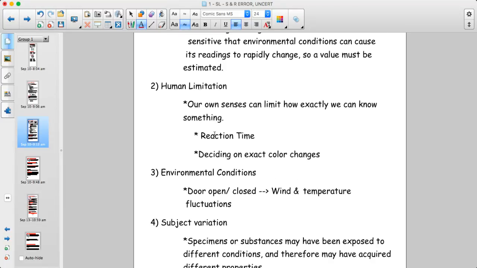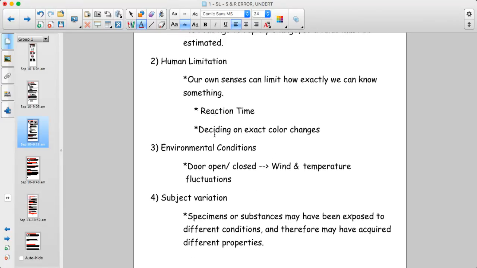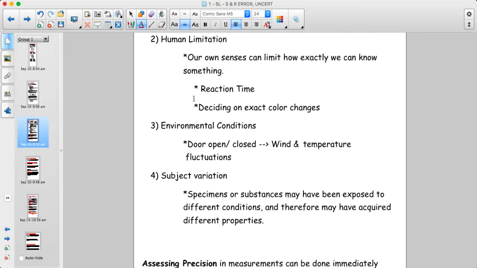Other things like human limitation, reaction time, deciding on exact color changes can put a little bit of variation into results. That can be harder to quantify. But just being able to recognize that we have our own limitations that could make us interpret things either on the low end or the high end.